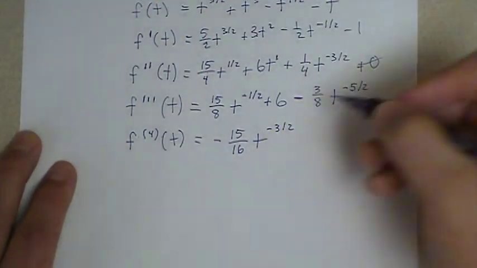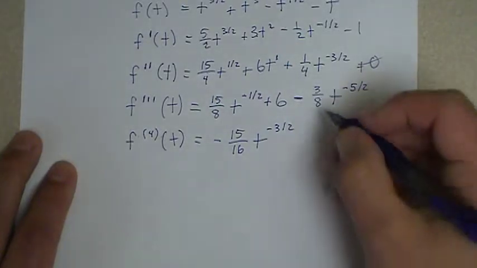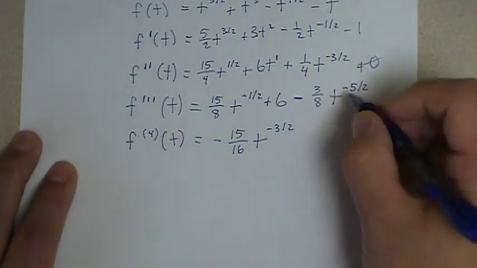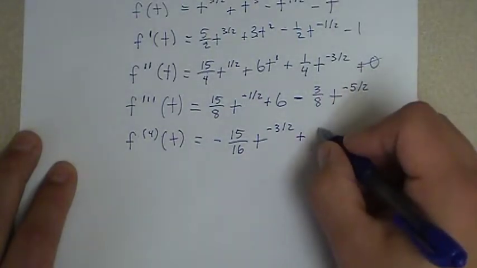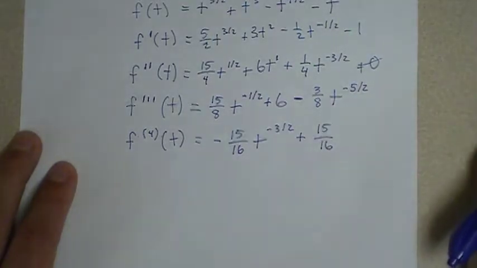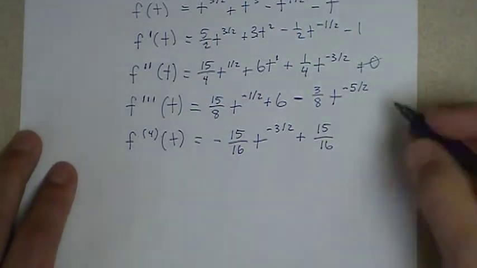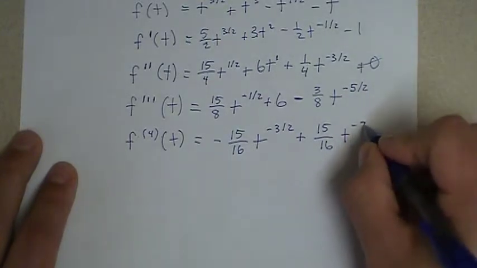Derivative of a constant is 0, so this piece is out of there. And then if I do the derivative of this last term, negative coefficient times negative exponent gives me a positive result. 3 times 5 for top times top is going to leave me at 15, and then bottom times bottom is going to leave me at 16. And then if I subtract 1 from this exponent, I'd end up with negative 5 halves minus 1, leaving me at negative 7 halves.